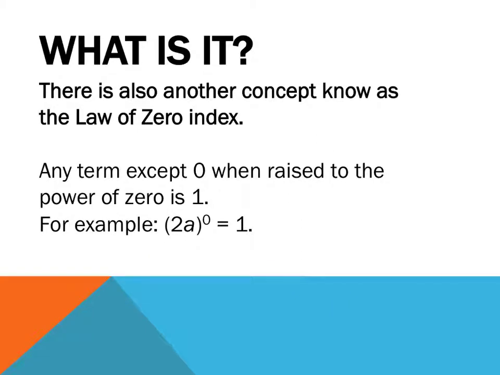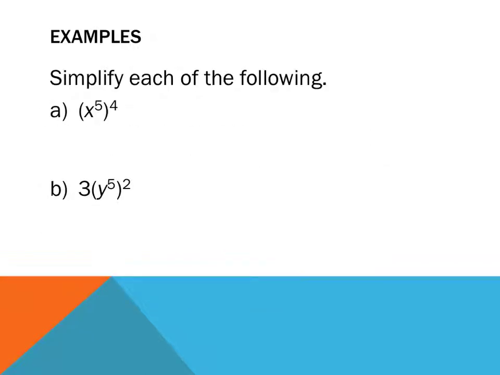Similarly, there's also another concept called the law of zero index. That means anytime I see anything raised to the power of 0, except if it's 0 itself, 0 to the power of 0 is the only exception. But whenever I see anything raised to the power of 0, no matter what it is, the answer is 1. So this is saying all of 2a to the power of 0, okay? Anything raised to the power of 0 is 1. Let's have a look at a few examples of these things.